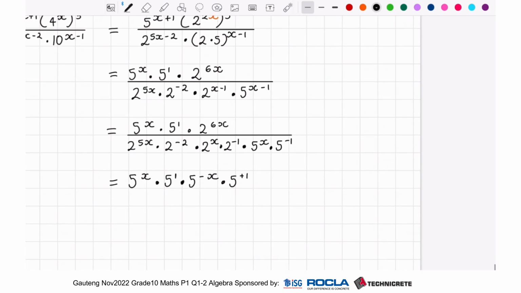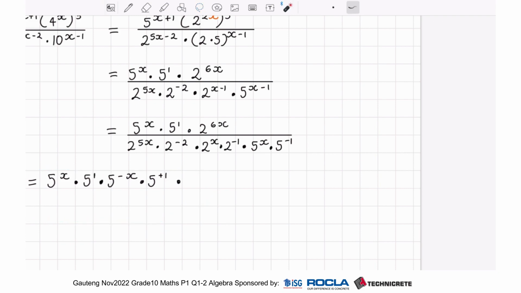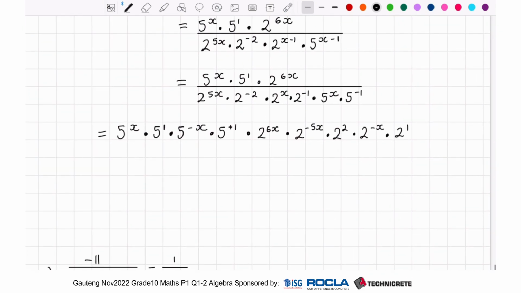And then for the 2s, I've just got 1, 2 in the numerator, so this is going to stay positive. And then I've got all of these 2s in the denominator, and all of them are going to change sign. So this is 2 to the positive 6x, which stays the same, that was in the numerator. And then all the denominator ones are going to be negative. So I've got negative 2 becoming positive 2. I've got x becoming negative x. And I've got negative 1 becoming positive 1.